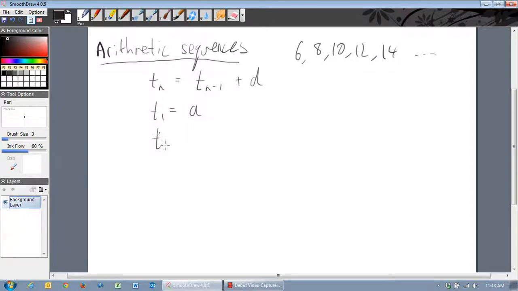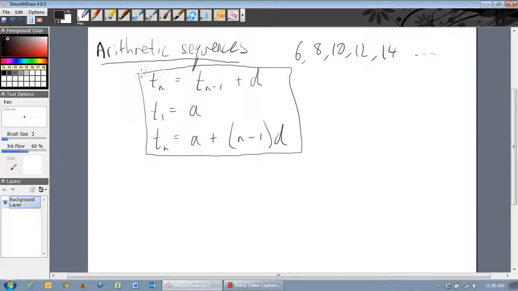I'll happily show it to you in class, but a way to actually write Tn that doesn't involve the previous term is like this: A plus n minus 1 times D. Now these are the important pieces to the puzzle that you should really have at hand for your test, and in particular, these two. In the previous video I talked about defining it in terms of the previous term and then defining it in terms of n. So this one is much more powerful. That's the one we really want to know.